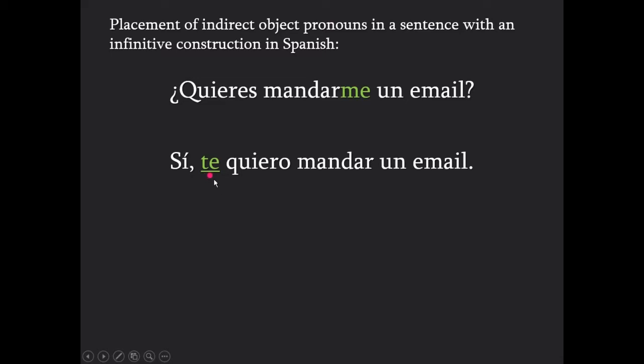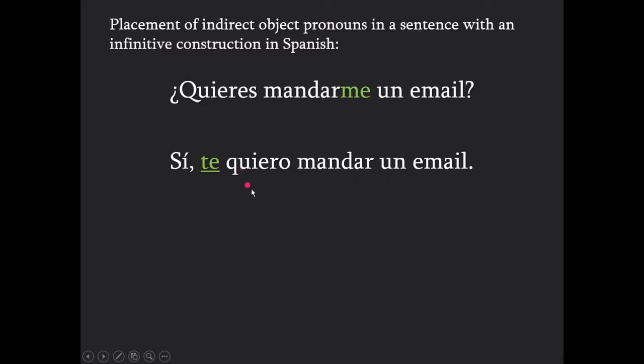Notice that the word te, the "to you," comes in front of the verb. And that's what we've already seen. So here's our conjugated verb, quiero, and our word te comes in front of that. So practice saying this sentence with me. Sí, te quiero mandar un email. I want to send you an email.